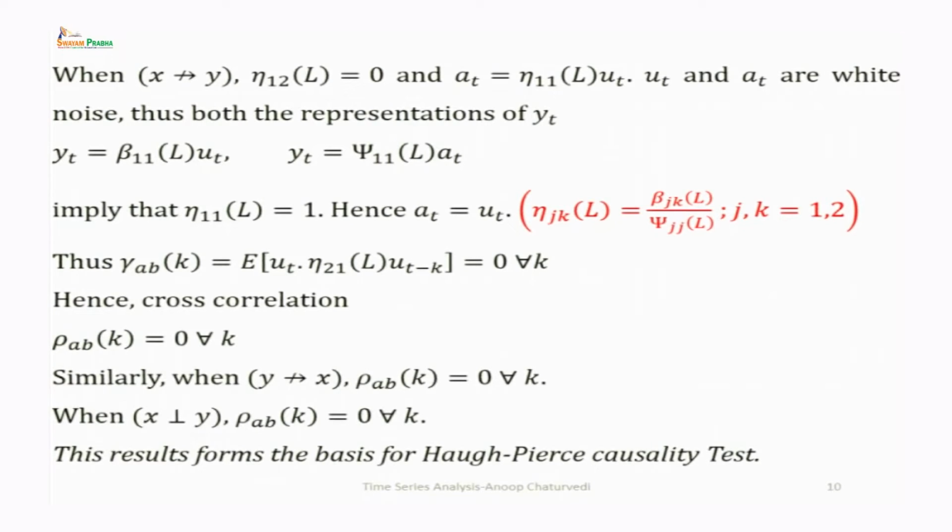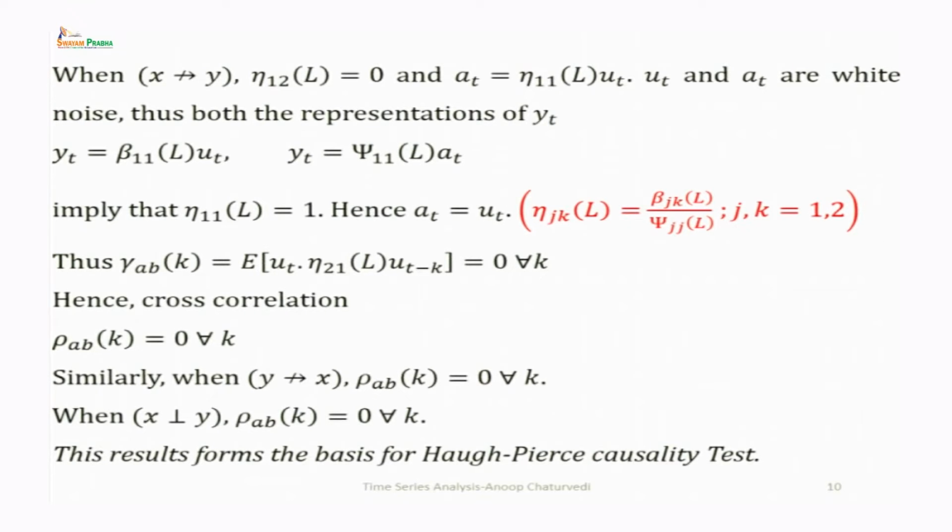Now, when x does not Granger cause y, then you have eta 1 2 L equal to 0, and in that case A t is equal to eta 1 1 L u t. Both u t and A t are white noise processes, and then both the representations of y t, one with u t and another with A t, are y t equal to beta 1 1 L u t and y t equal to psi 1 1 L A t. So, you have these two representations of y t, and in both the representations u t and A t are white noise processes.